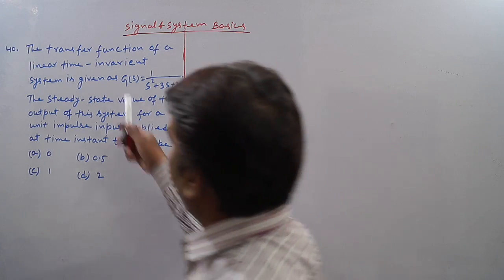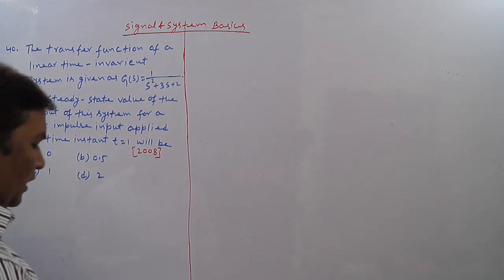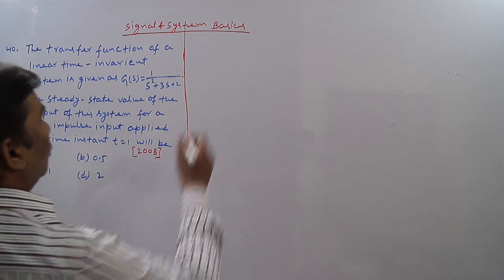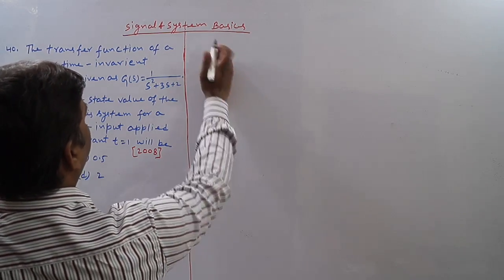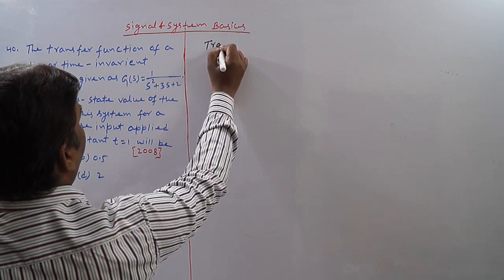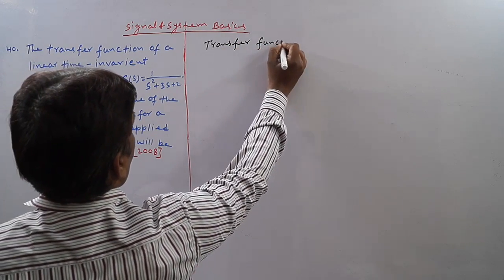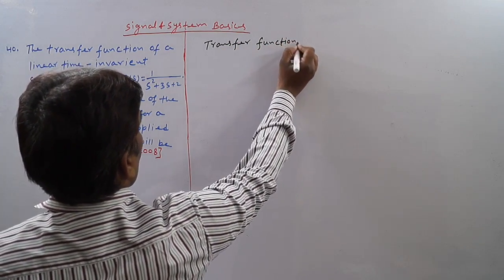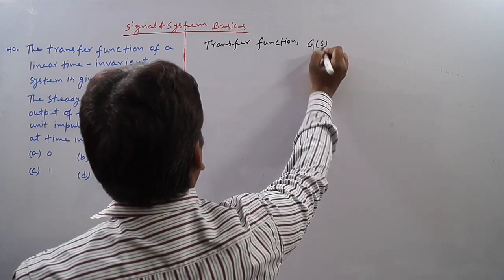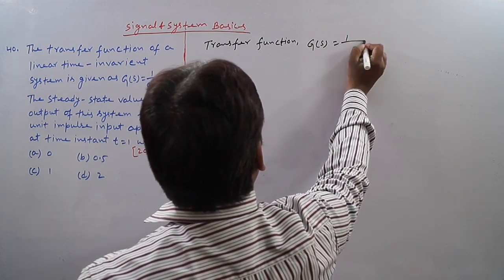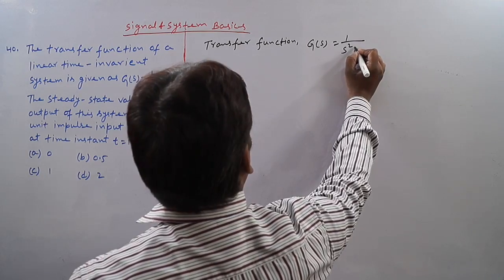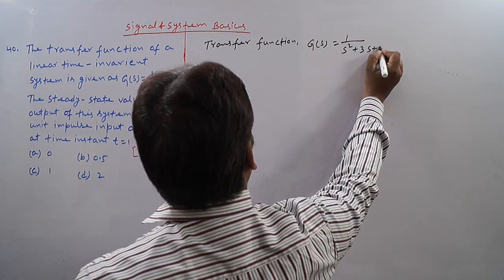So the transfer function is given as G(s) equal to 1 by s square plus 3s plus 2.